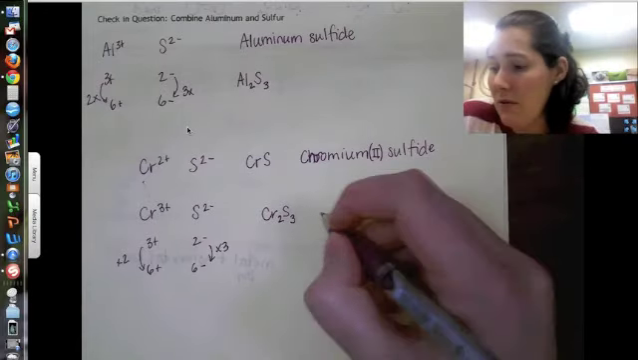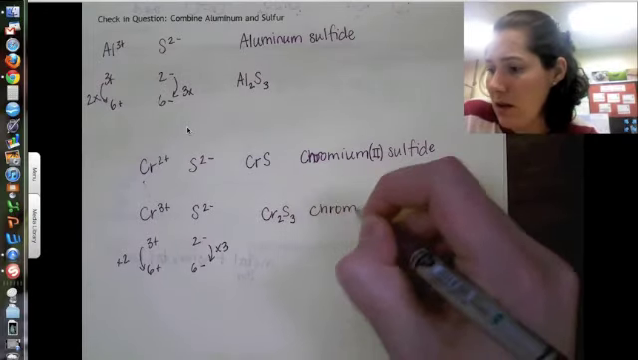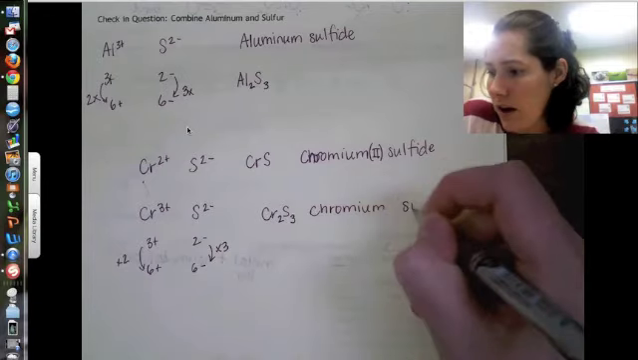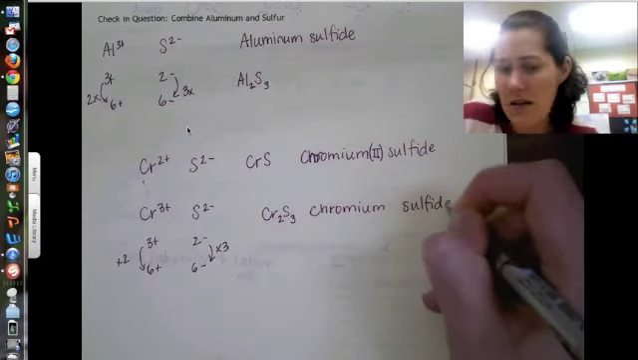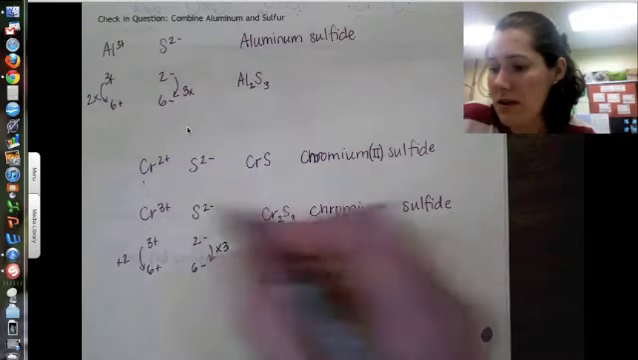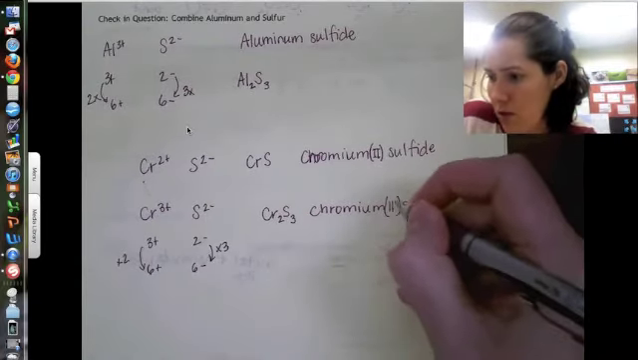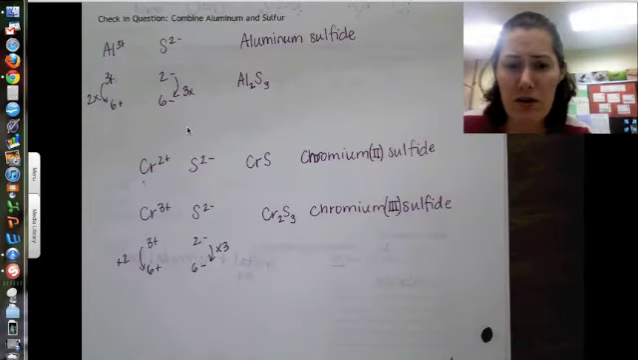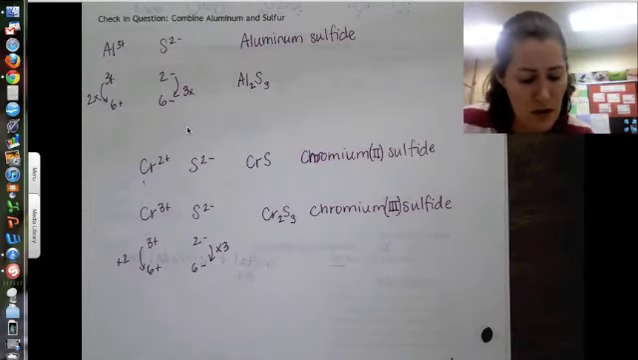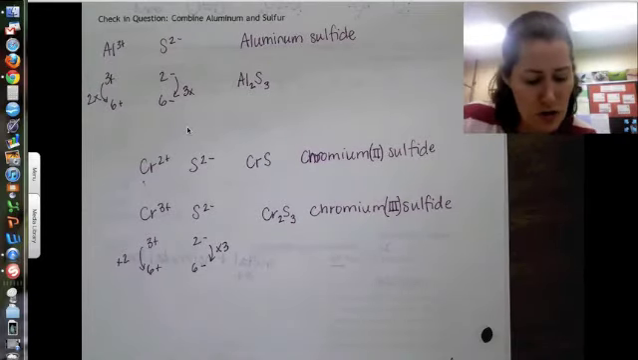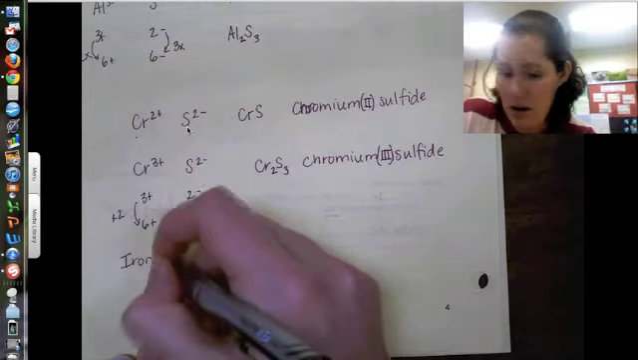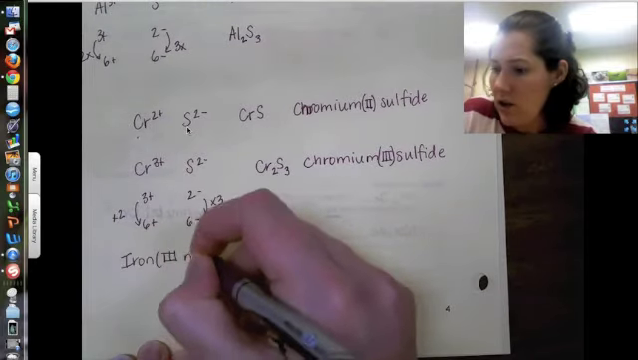And the name of this is still going to be chromium sulfide, but in this case, to distinguish that this is the chromium 3 ion, we put that in parentheses. So Roman numeral 3 right in parentheses for chromium sulfide. You could do another example with a polyatomic ion. So we'll do one more example here. This example I'm going to write out as iron 3 nitrate.